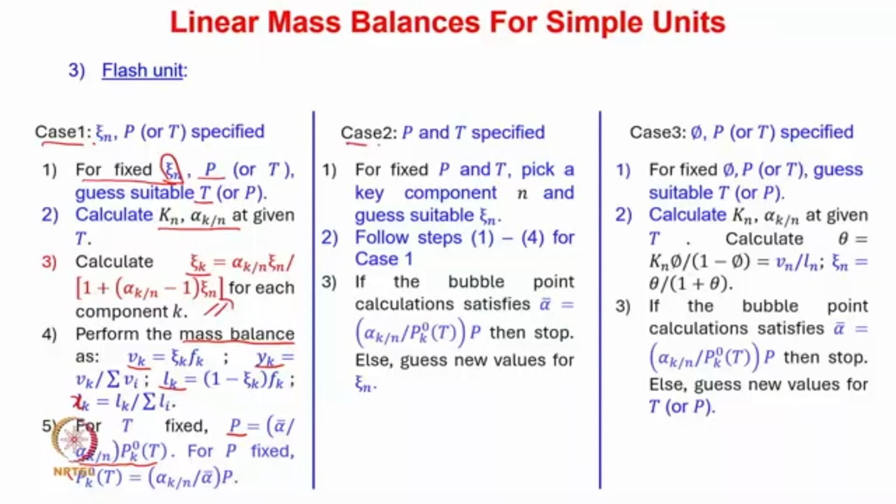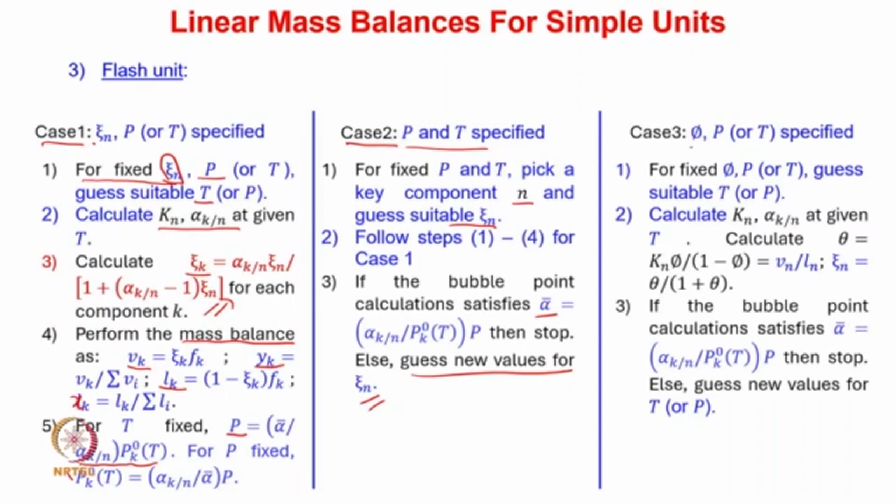Now in case 2, unlike case 1, P and T are specified, so zeta is unknown. So we can start with a suitable value of zeta n, isn't it, by assuming a key component n. Then we can perform the steps 1, 2, 3, 4. All these 4 steps we can perform, and then we calculate the average relative volatility, and if the bubble point calculations are satisfying the actual values, then we stop, else we have to select a new guess value for zeta n, and we have to do this entire procedure again.